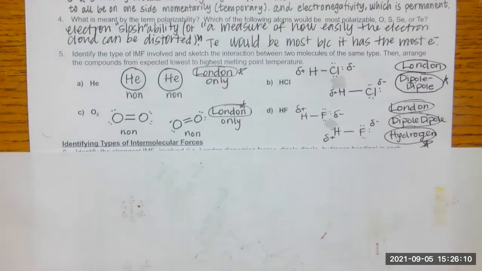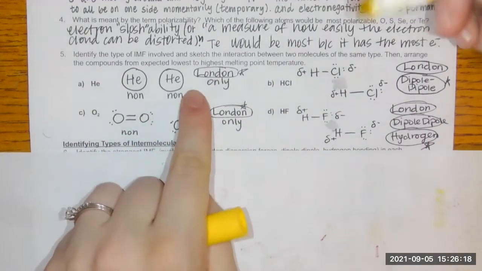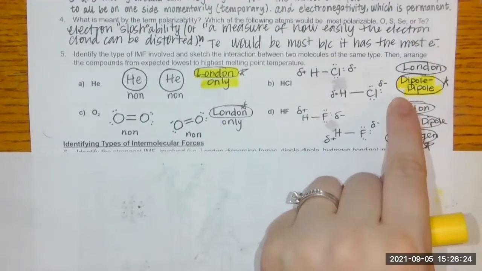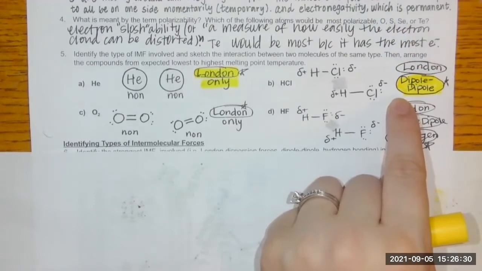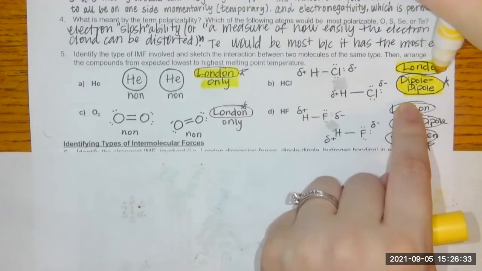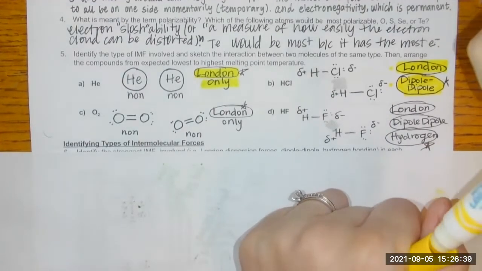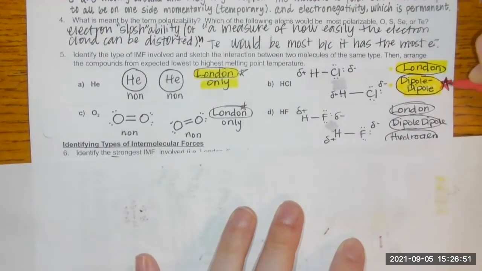All right, hopefully you paused the video and actually worked on these. Now, this is my answer key, and I was actually happy that I had it because on part A, I said this was London only, and that's correct. On part B, I said this is going to be dipole-dipole. Dipole-dipole is the strongest one it has, but everything could have London in it as well. So when it says to list all the types of intermolecular forces, I would have London and dipole. Although if you're asking me what the strongest force is, the strongest one is dipole.